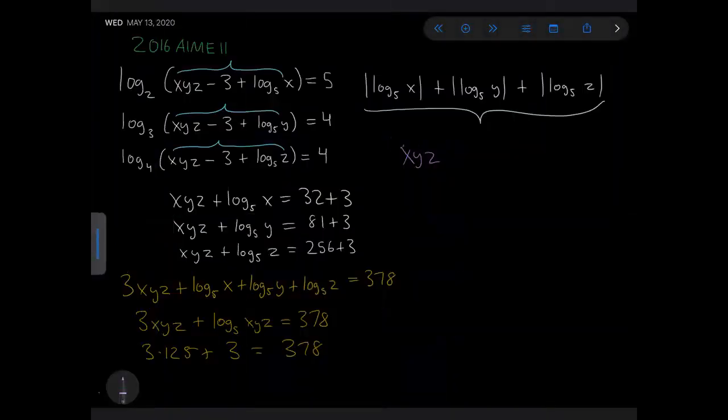xyz is equal to 125. Now what? Well, we can substitute this xyz value into each of these equations.